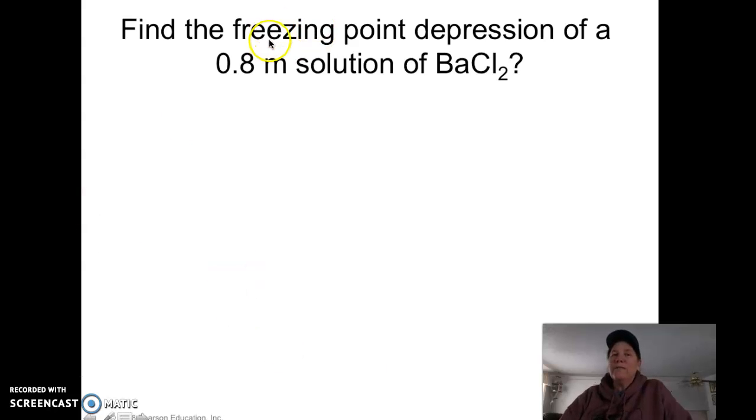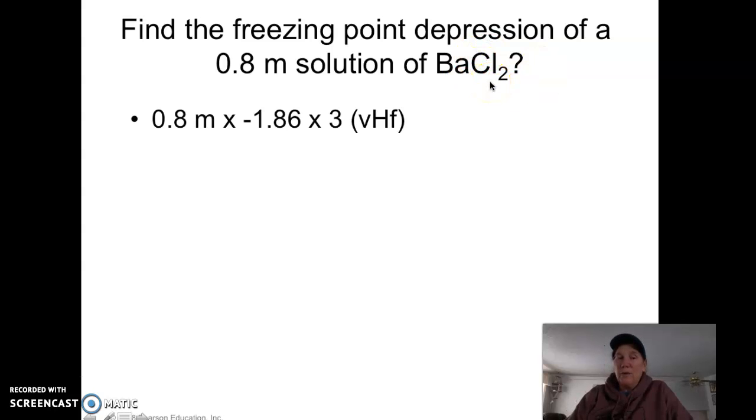Okay. What is the freezing point depression of a 0.8 molal solution of BaCl2? Okay. So we already have the molality. We don't have to find that. And how many ions do we have? One barium and two chlorides. So it has three. So now what we're going to have to do is take our molality times our constant, and then multiply by 3. Because when you dissolve it, it breaks down and makes 3 particles.